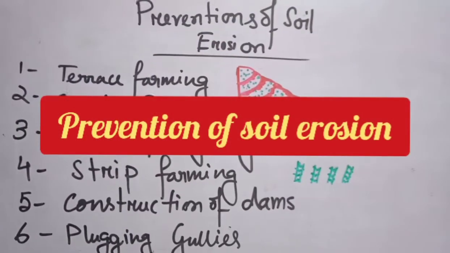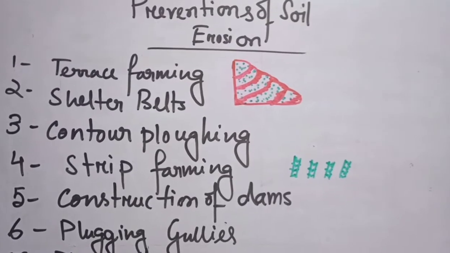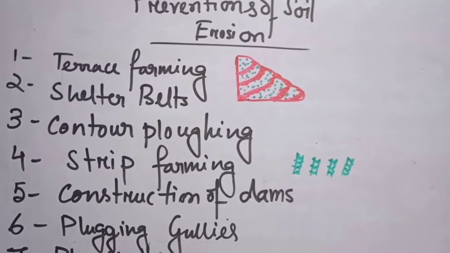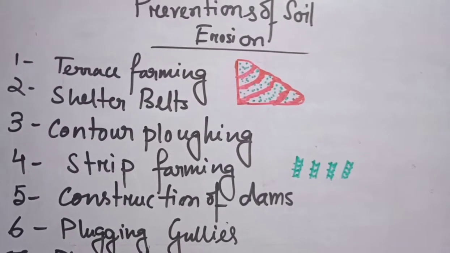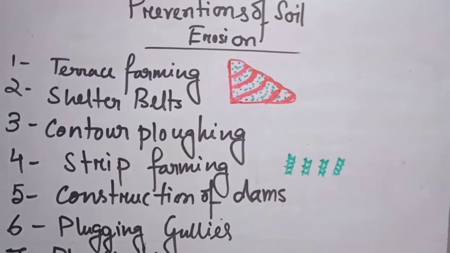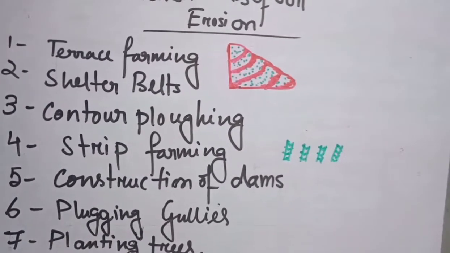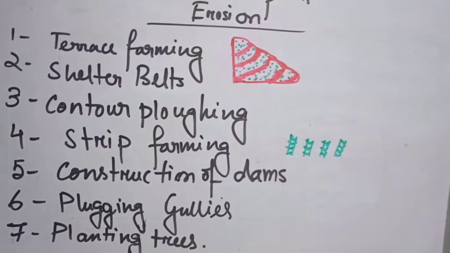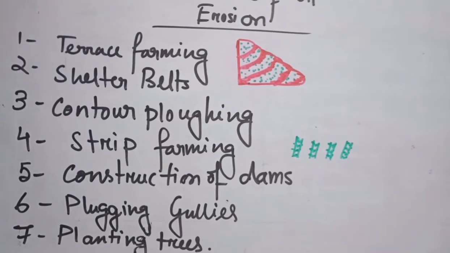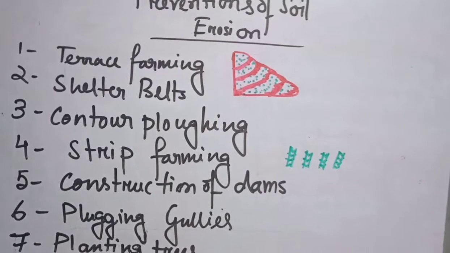Now students, in previous videos I have explained the types of soil erosion, the causes of soil erosion, and the regions of India where we can see soil erosion. Finally, I am going to tell how we can prevent soil erosion. There are some methods, I have written here 7 methods, through which we can prevent soil erosion and conserve the soil also.